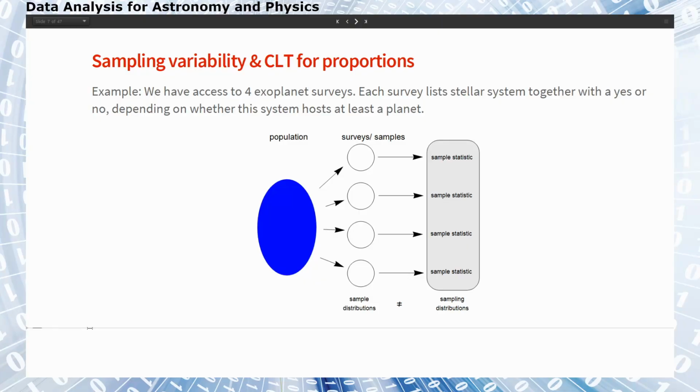Now let's move on to confidence intervals and tests for categorical variables. Let's assume we have an example. We have exoplanet surveys, and in these surveys we have stellar systems, and they are flagged as either yes or no, depending on whether the respective system hosts at least an exoplanet. So now having an exoplanet is a yes or no category, and we want to do tests now on this categorical data.